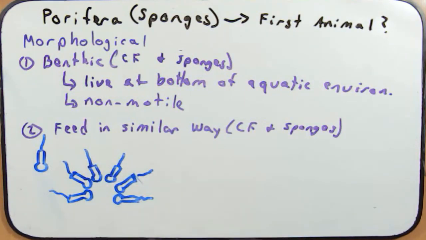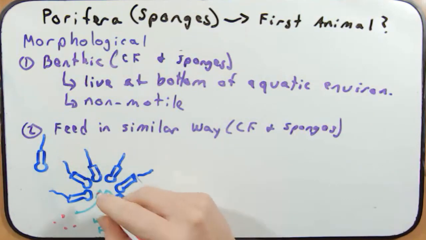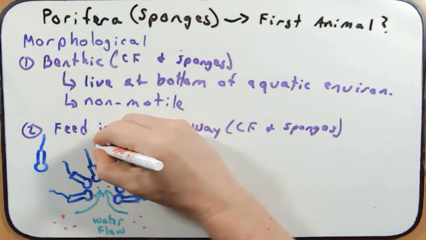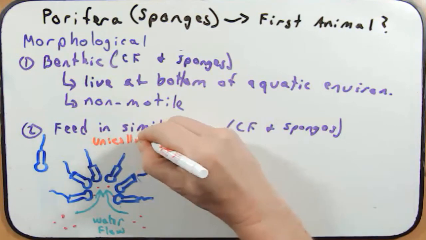And the beating of their flagella will bring water in a current through them, like so. In doing so, any food particle that is near will get pushed through the choanoflagellates, and they will be able to digest the nutrients. Now remember, what we're looking at here with the choanoflagellates are unicellular organisms, but they work in this colony.